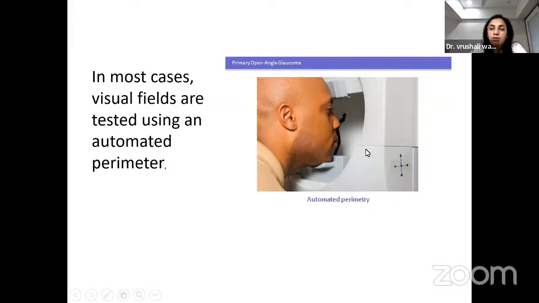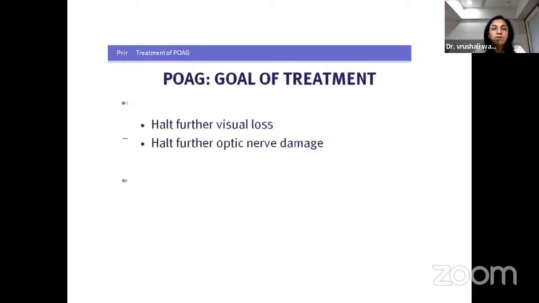These are the automated perimetry machines. We close one eye and then the patient is tested with automated perimetry. There are two types of perimetry. One is the Humphrey type and second is the Octopus. In my practice, I use the Humphrey type of perimetry.